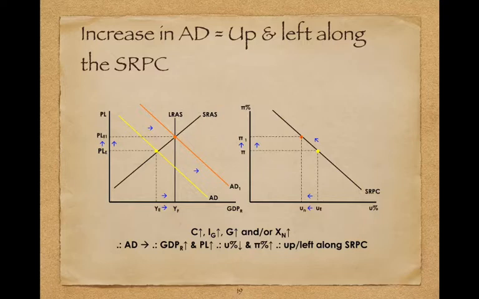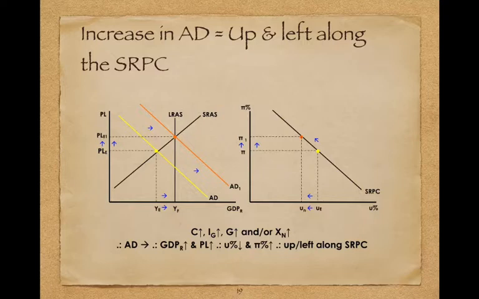So we've got some sort of change. It could have been a change in consumer spending, gross private investment, government spending, and/or net exports. Some sort of determinant change. Therefore, that would cause the aggregate demand curve to shift to the right. And we know that anytime AD increases, real GDP and price level will increase. Anytime GDP goes up, the unemployment rate will go down. Anytime price goes up, the inflation rate goes up.